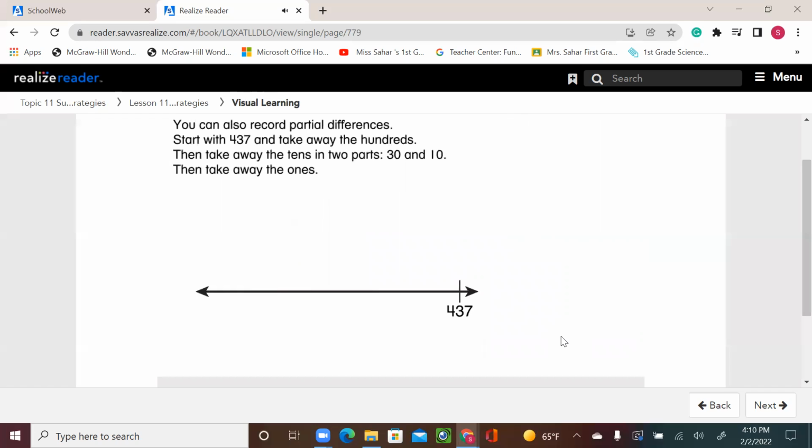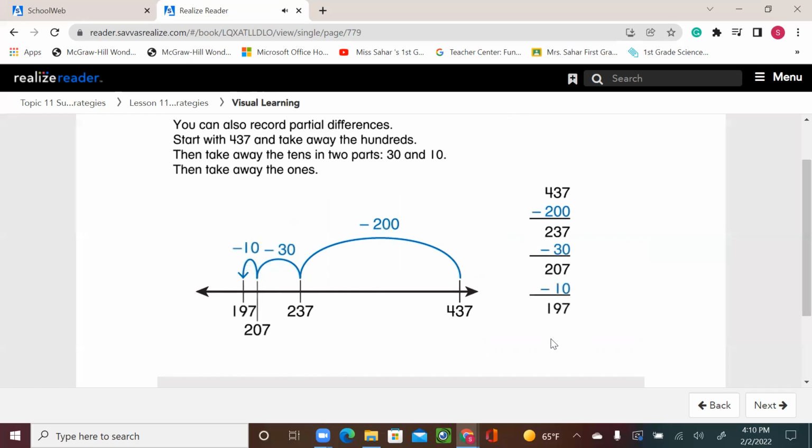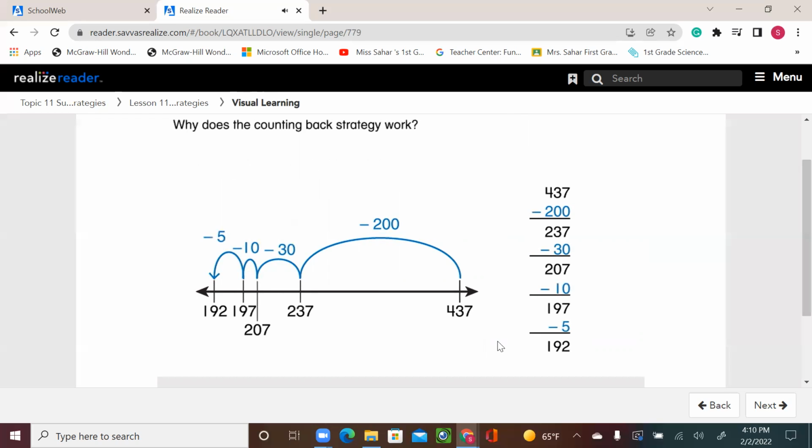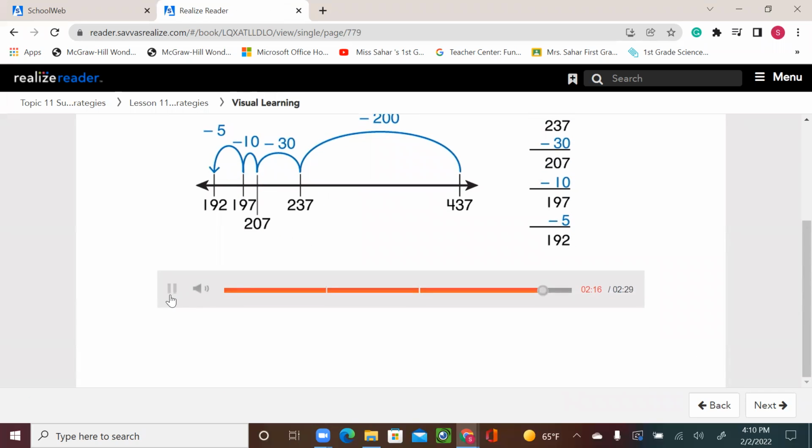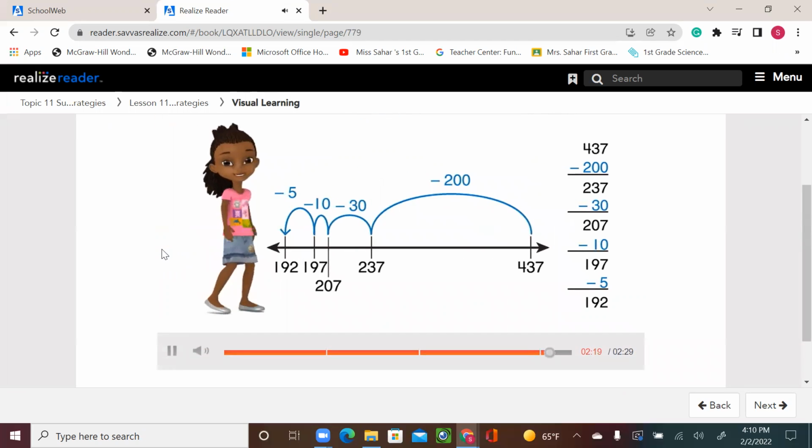You can also record partial differences. Start with 437 and take away the hundreds. Then take away the tens in 2 parts, 30 and 10. Then take away the ones. Why does the counting back strategy work? Because you subtract the amount that you need to subtract, 245. It works because you start with a greater number and jump back the total amount you are subtracting. The difference is the number on which you land. Good job subtracting.